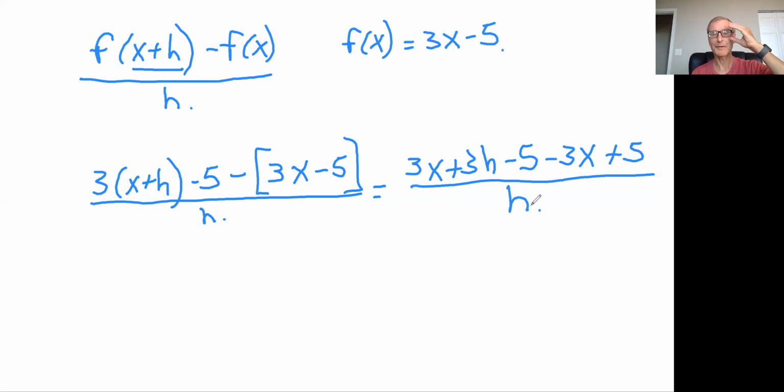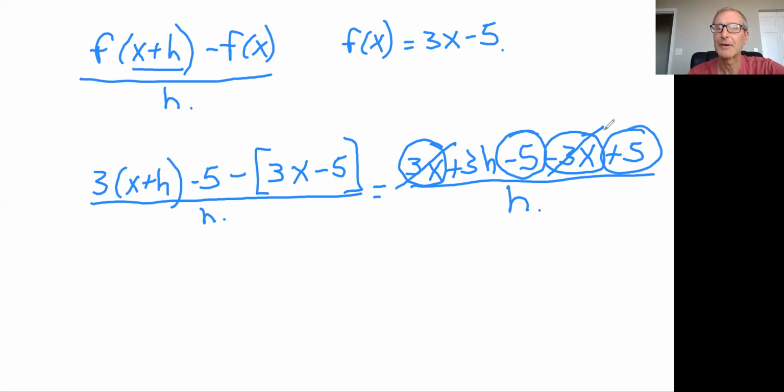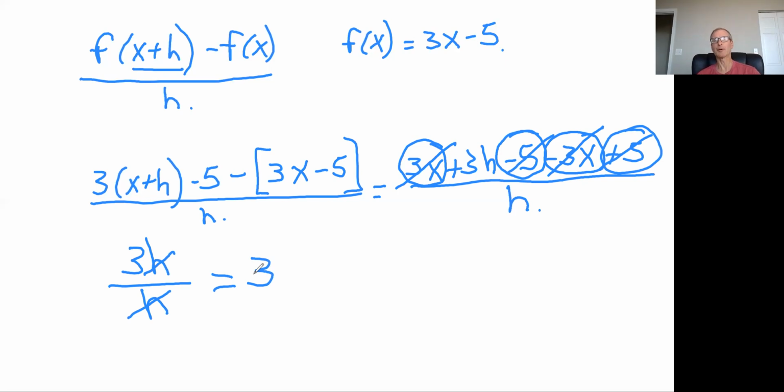And so the next strategy is combine like terms. And you can see that this 3x and this minus 3x we can combine, and they cancel each other, right? Because they're opposites. So that will go to 0. And you can see the 5 and the minus 5 we can combine. And so that'll go to 0 as well. So we're left with 3h divided by h. And you can see the h's cancel. And so this ends up being 3.